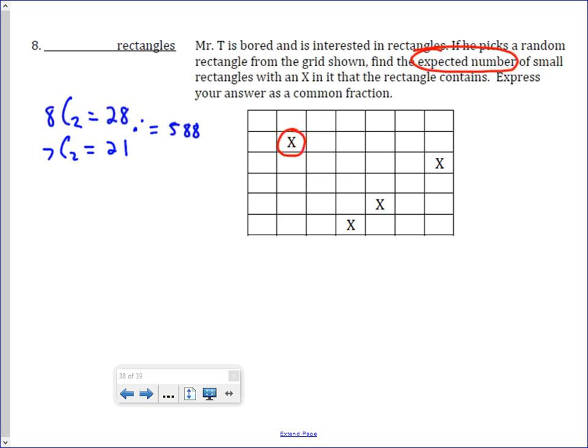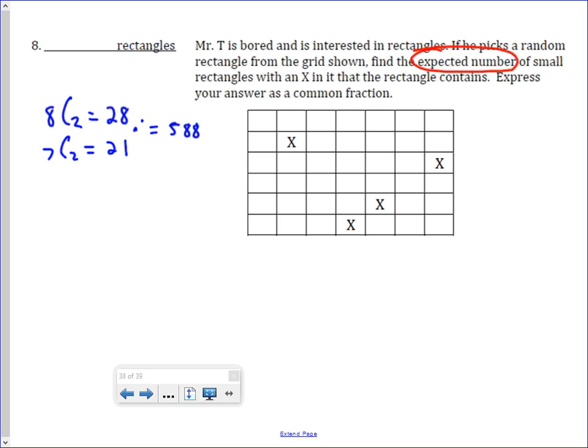And the number of rectangles that x appears in adds up to the number of times that x would appear in all the rectangles. And so we can just count the 4 x's, and then we're done, as that gives the total number of x's that appear. And then we just divide that by 588 to get the expected number of x's per rectangle. Well, how do we do that?